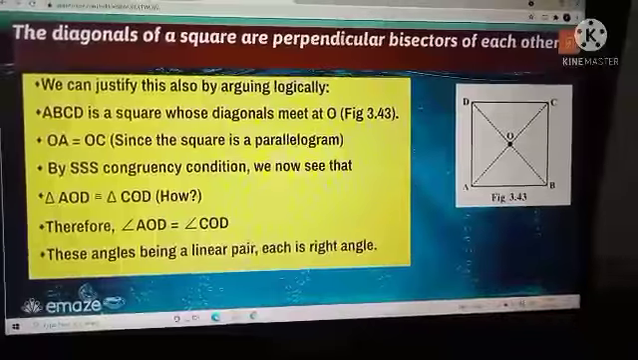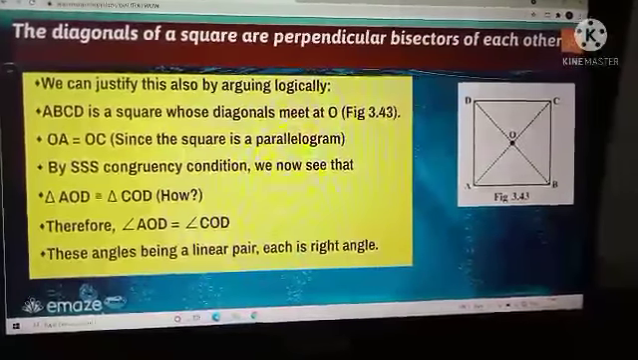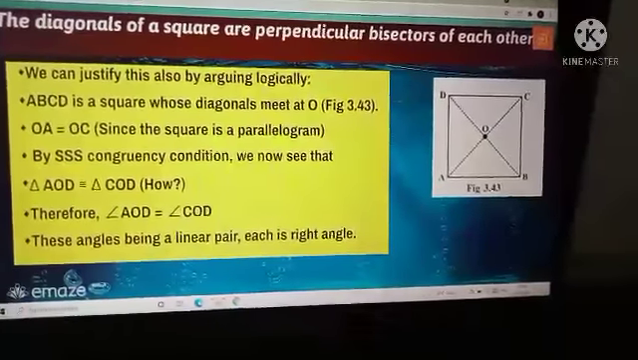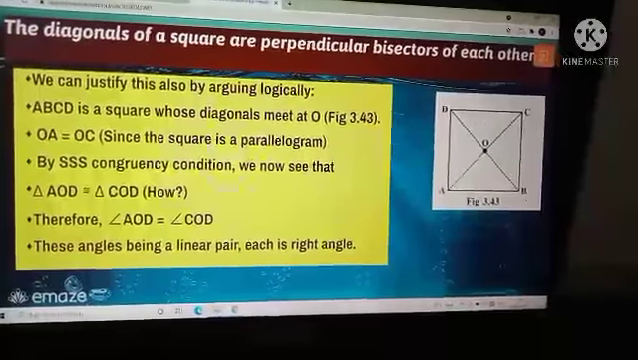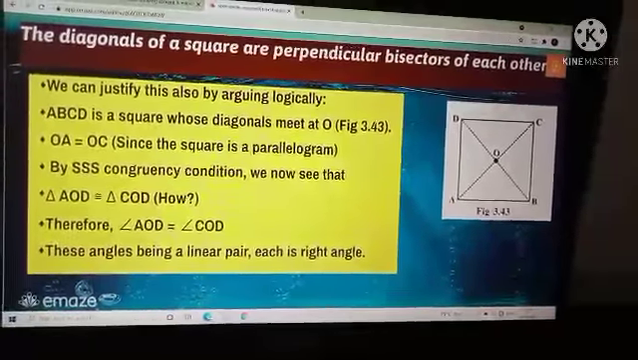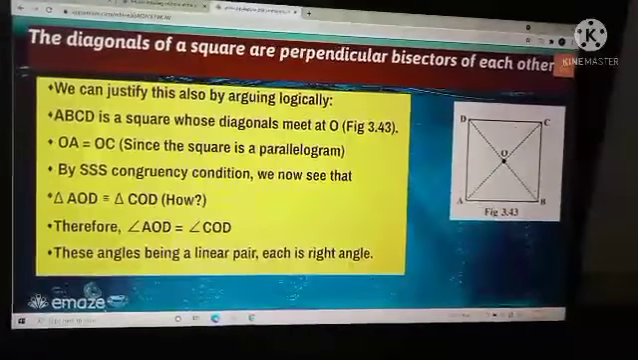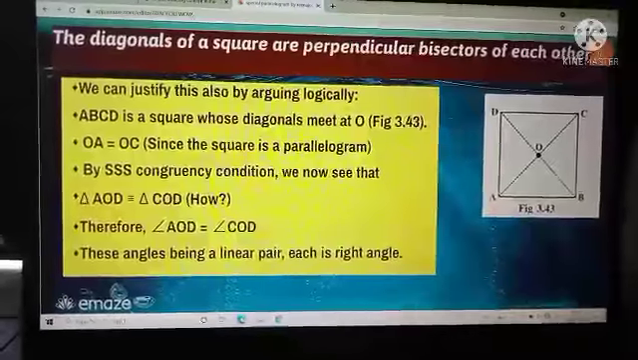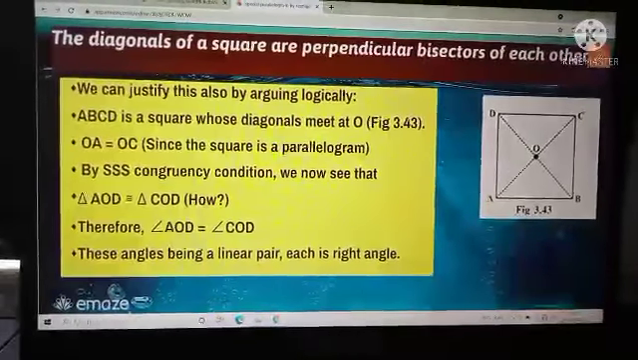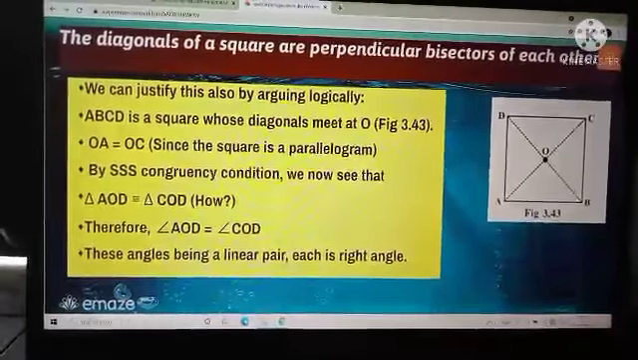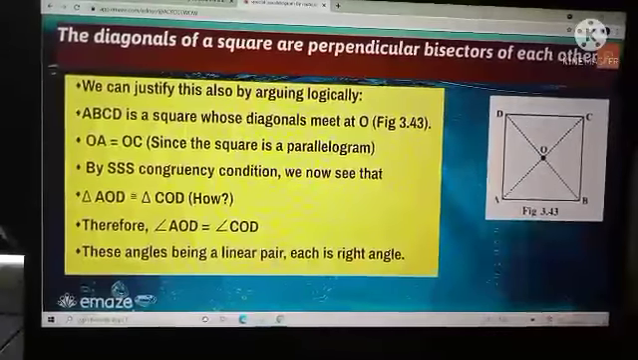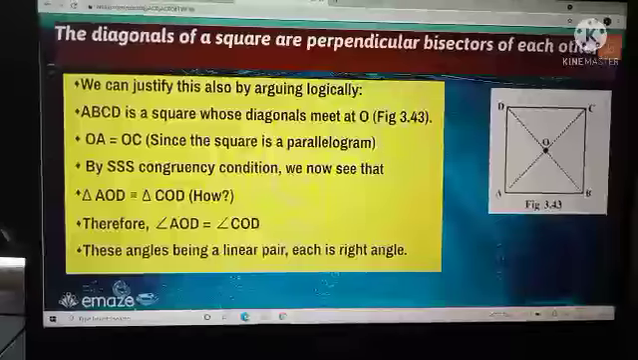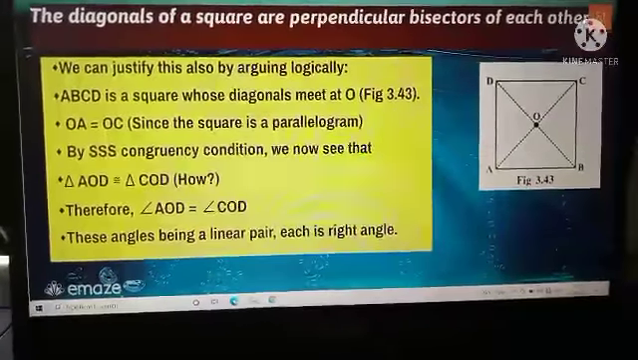We know OA equals OC because the square is a parallelogram. That means the diagonals will bisect each other. So OA equals OC. By a congruency condition, we know that triangle AOD is congruent to triangle COD. Triangle AOD and triangle COD are congruent by SSS congruency condition.